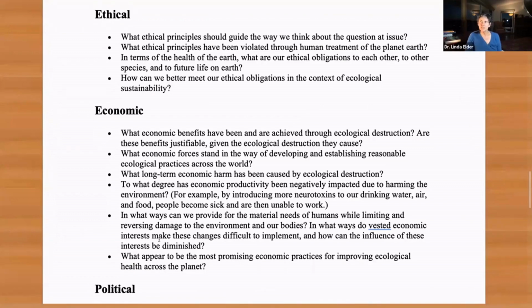What about the ethical dimension? What ethical principles should guide the way we think about our main question at issue? And what ethical principles have been violated through human treatment of planet Earth? In terms of the health of the Earth, what are our ethical obligations to each other, to other species, and to the future life on Earth? And how can we better meet our ethical obligations? Now, it is clear that humans have basically almost entirely ignored the ethical dimension in this domain. In any case, we get a very, very poor grade.